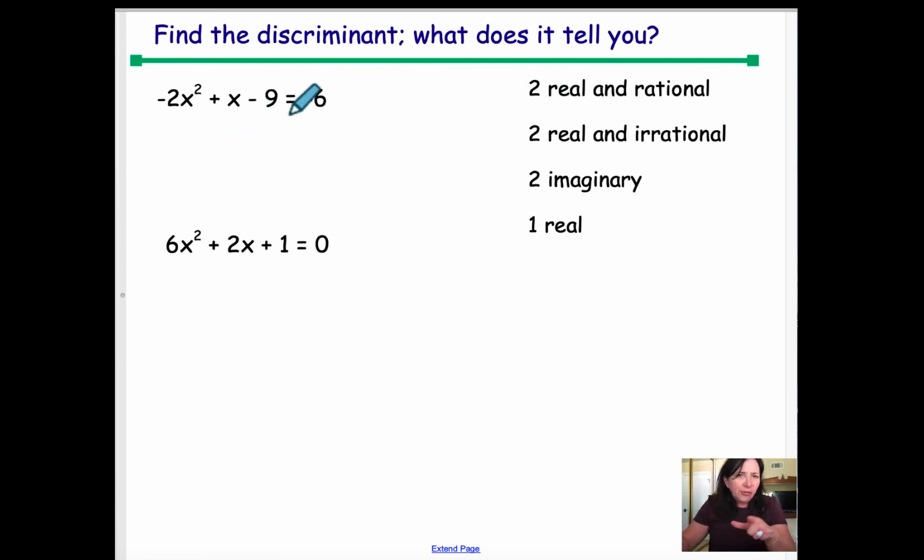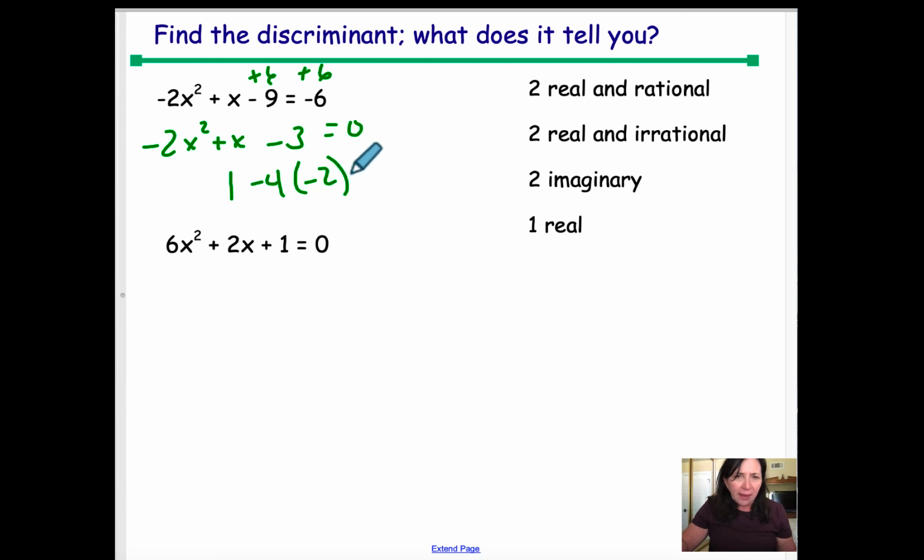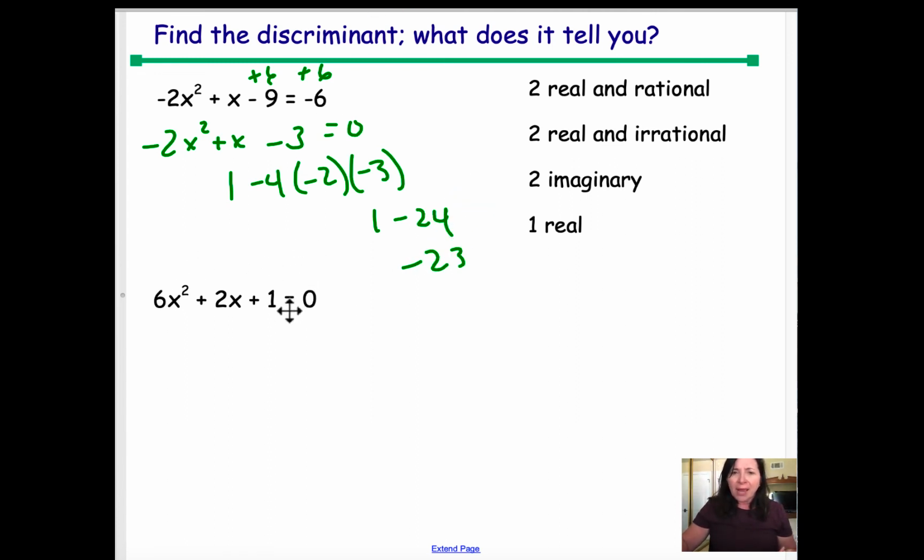In order to do that, first, you see this 6, you need to set this equation equal to 0. Negative 2x squared plus x, and I need to add 6 to both sides. So that's negative 3. Now I'm going to go b squared, b is 1. So 1 minus 4 times a times c. We have 4 times 2 is 8, 8 times 3 is 24. So 1 minus 24 is negative 23, which means that my graph is imaginary, and it means that I have 2 imaginary roots. And that's what it means, okay?